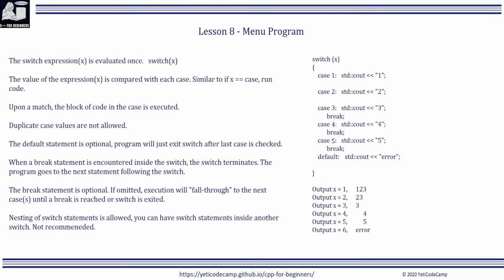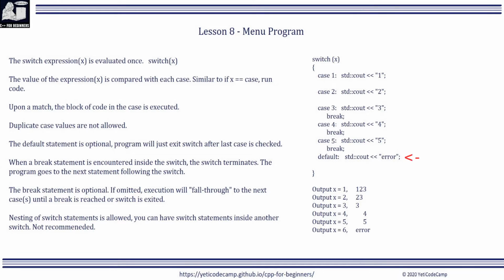Second example, output x equals 2. It's pretty much the same thing, except we're going to enter case 2. So that's going to be the first match. It's going to execute that code. It'll execute case 3, then it'll finally break out. If we input 3, it's going to print out 3, but then since there's a break statement in case 3, it'll exit the switch right away. Cases 4 and 5 operate much the same way as 3.